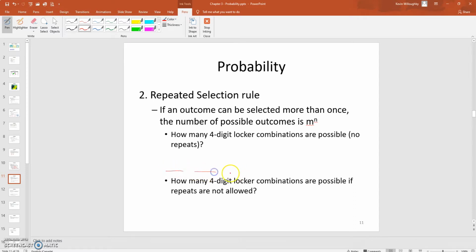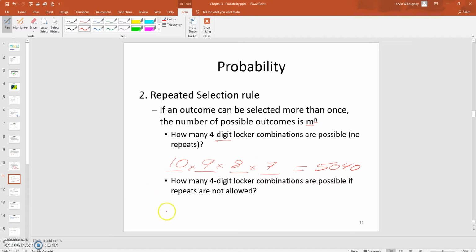So the locker combination has 4 spots. It's numbers, digits. So 0 to 9 gives us 10. Repeats, there's no repeats allowed. So we can have 10 for the first spot. Basically we're left with 9 for the second spot, 8, and then 7. And this totals 5,040.